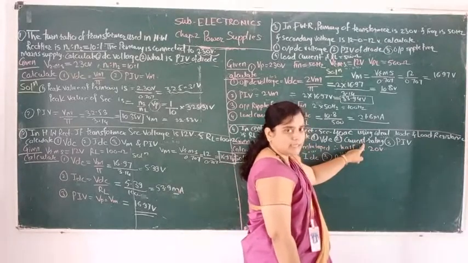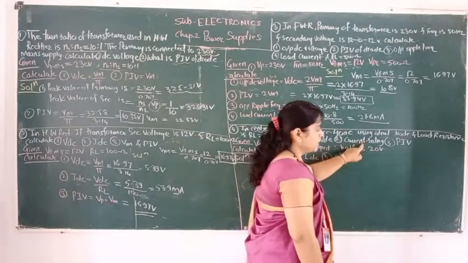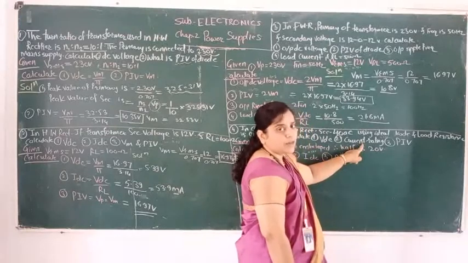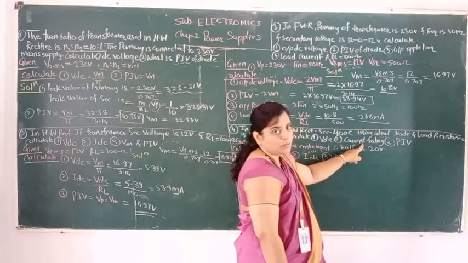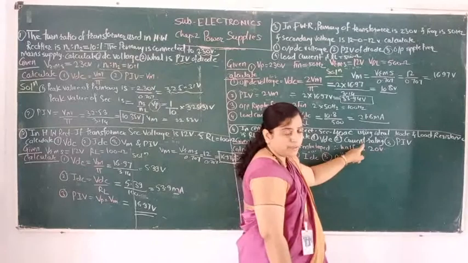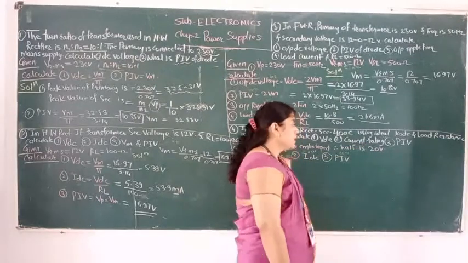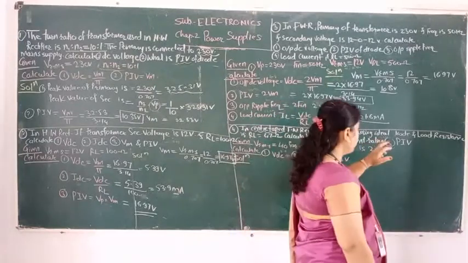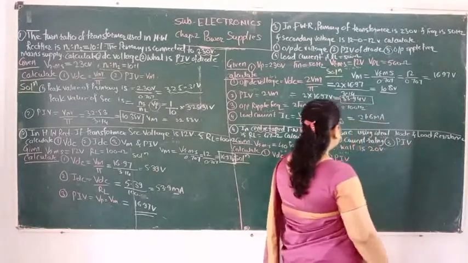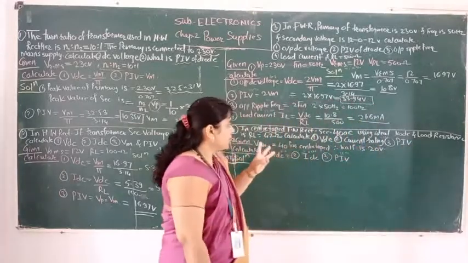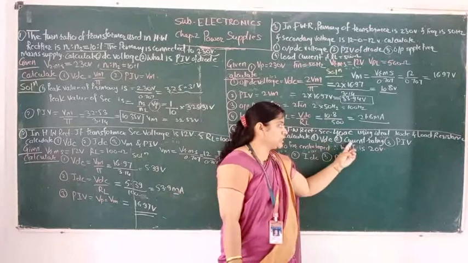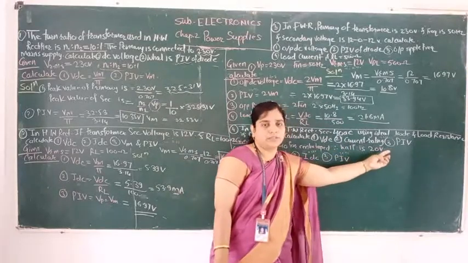See, the current rating is asked here. The current rating for a half wave rectifier and for a full wave rectifier is given in the comparison table. Okay, so also the peak inverse voltage. The 3 points we have to calculate are: output DC voltage, current rating and peak inverse voltage.